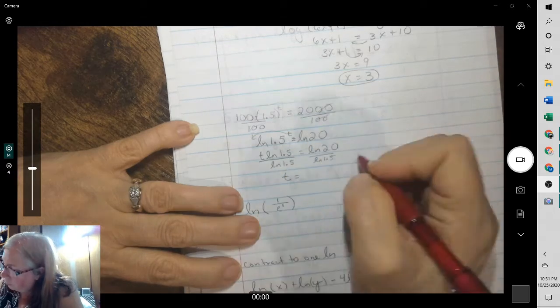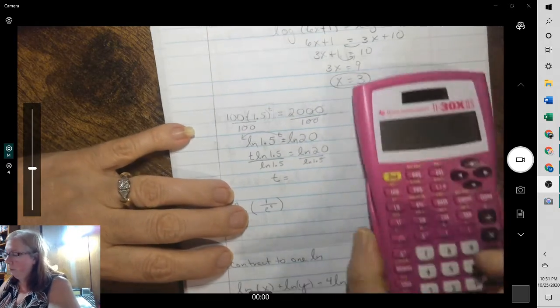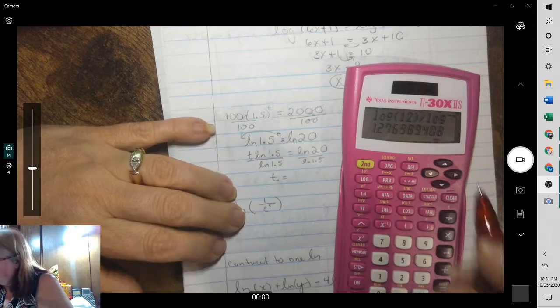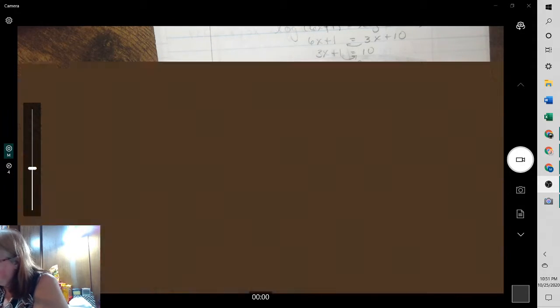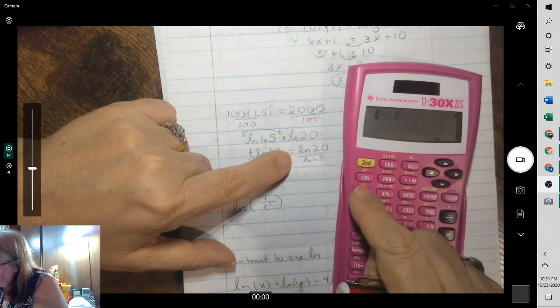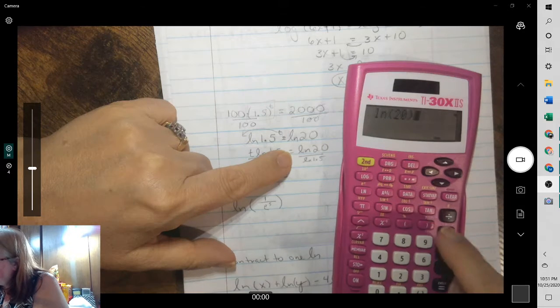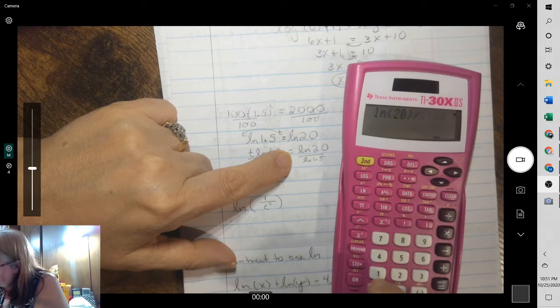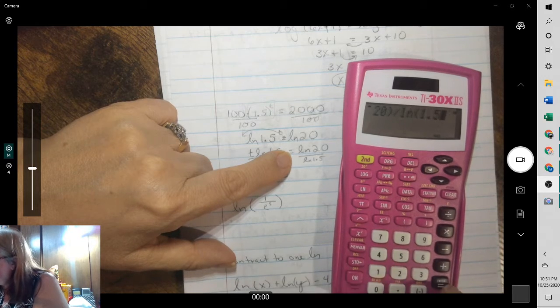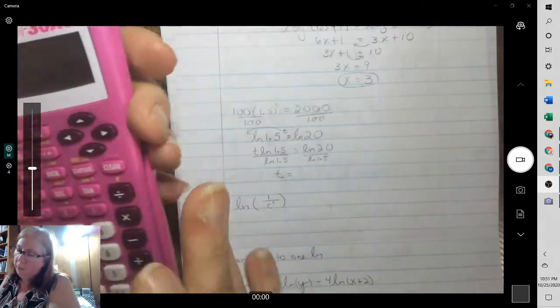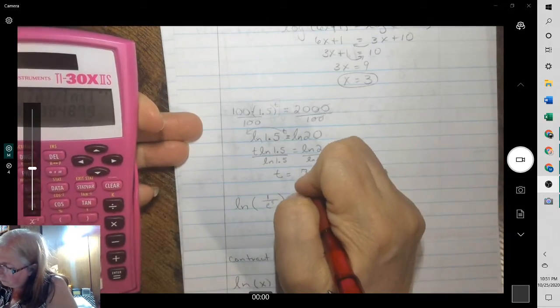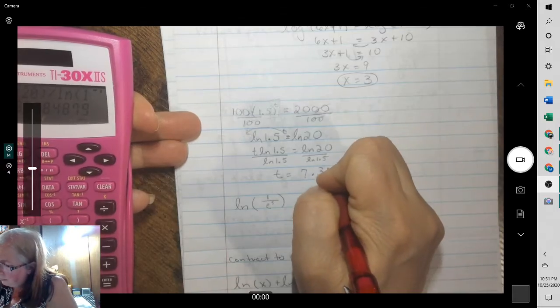And t equals, and then we would plug that into our calculator. If they want the exact value, then you type this in. If they want the decimal, then we type the natural log of 20, close parenthesis, divided by the natural log of 1.5, close parenthesis. And we get 7.39.